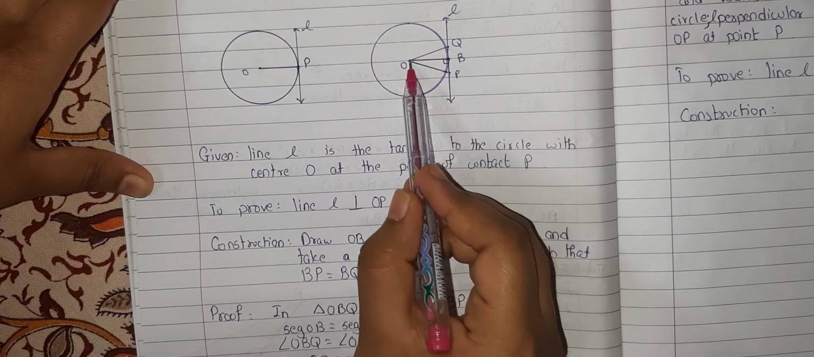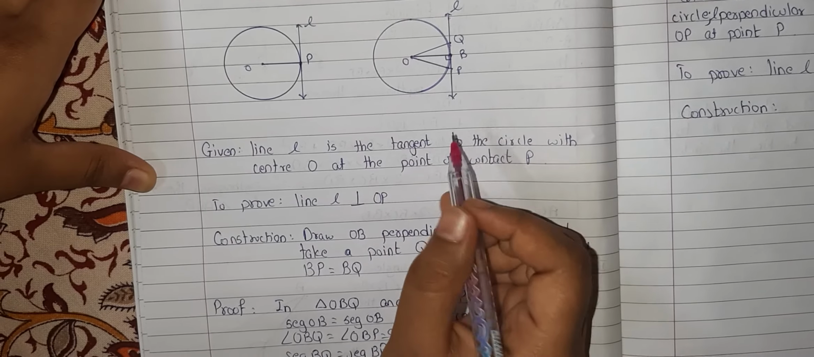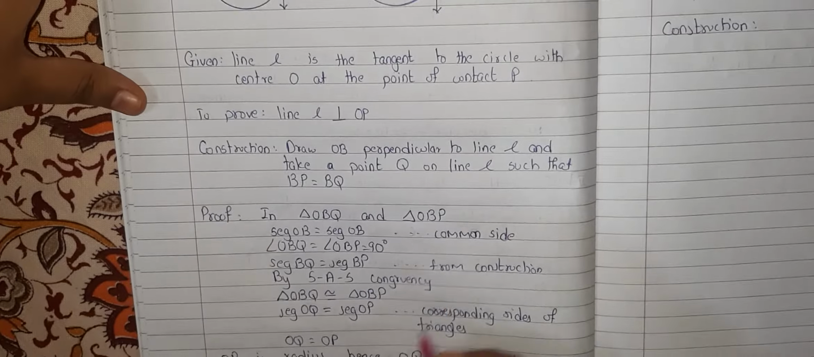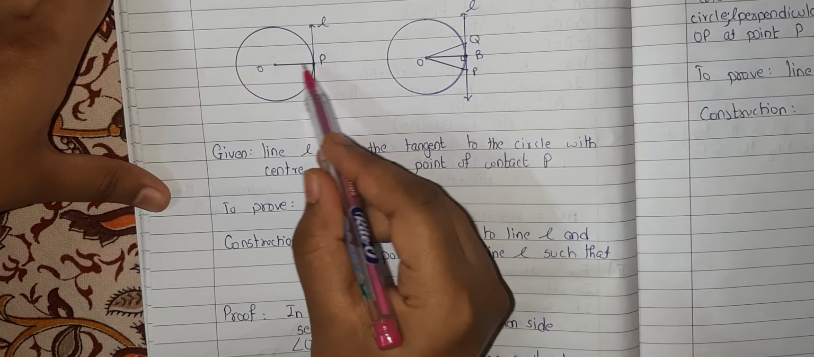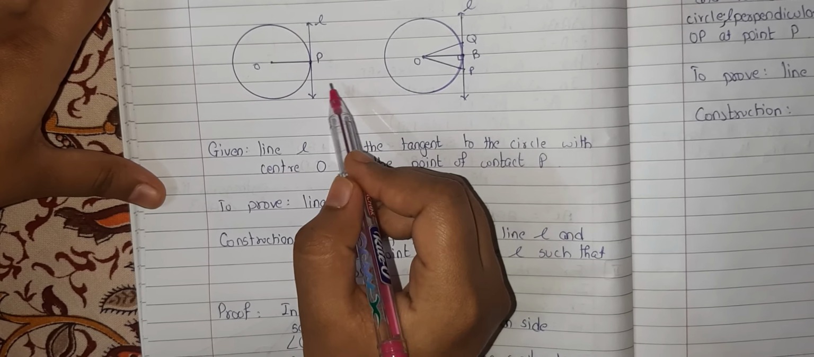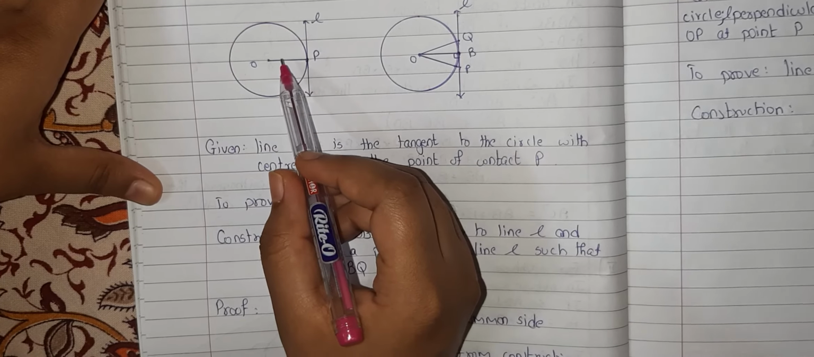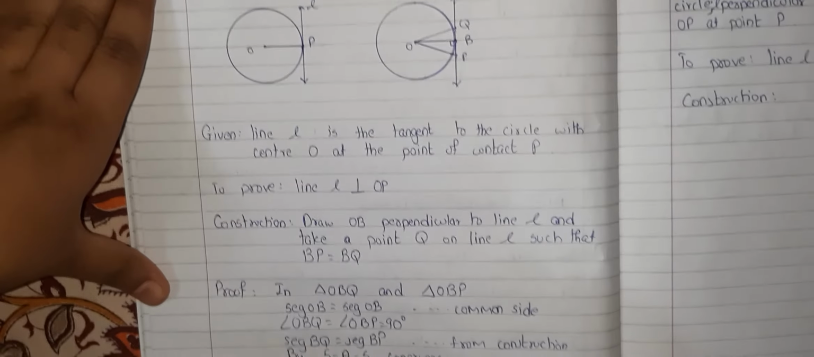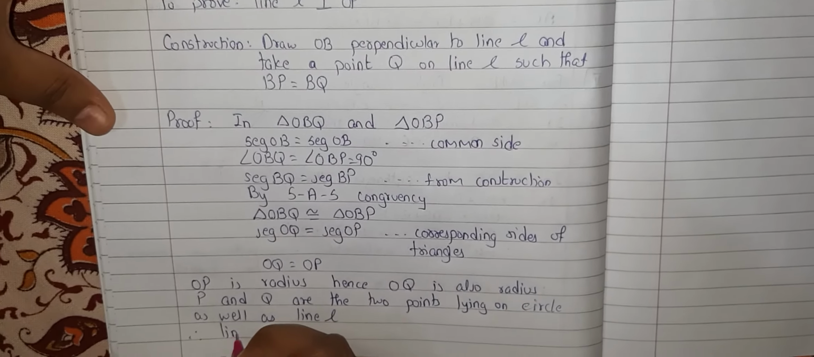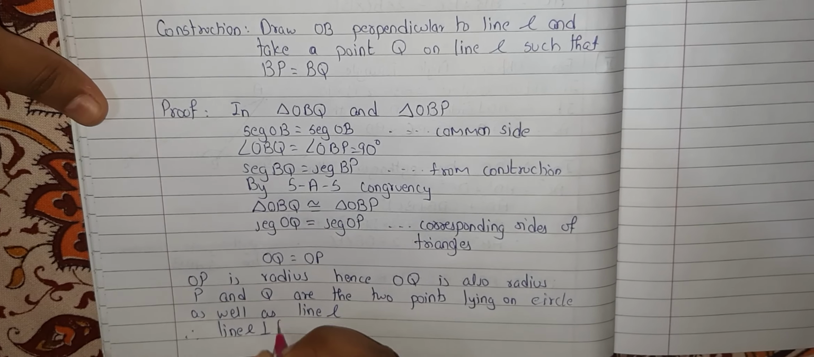What we had assumed was that OP is not perpendicular to line L. Since it is a contradiction, we have to say that OP is perpendicular to line L, that is, a tangent at any point of a circle is perpendicular to the radius through the point of contact. Therefore we have proved that line L is perpendicular to OP.